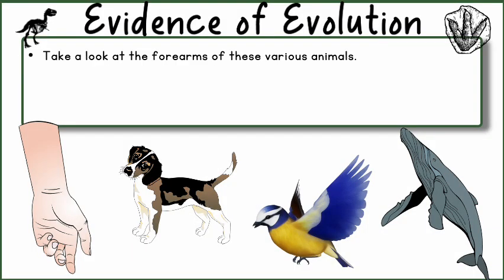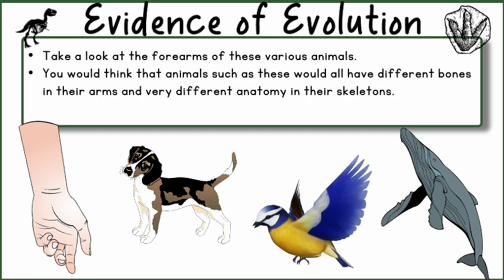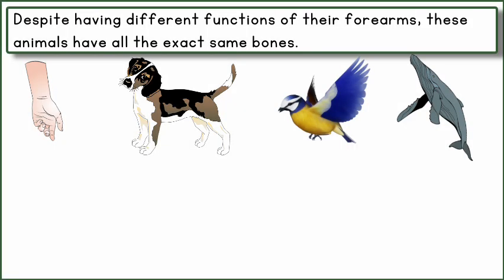So as we continue to look at evidence of evolution, we want to take a look at the forearms of these various animals. You would think that animals such as these will all have different bones in their arms and very different anatomies in their skeletons. After all, their functions are so very different. Despite having different functions of their forearms, these animals have the exact same bones.